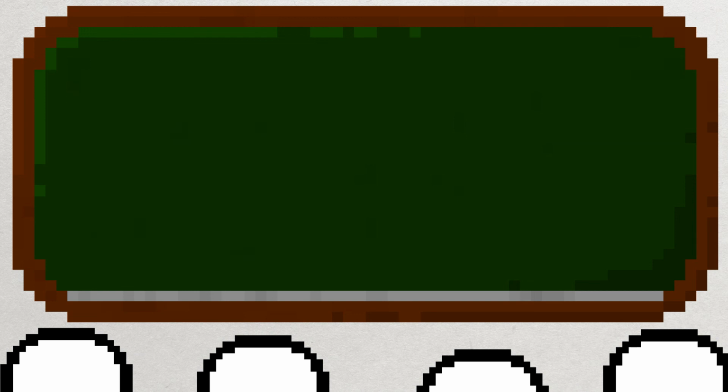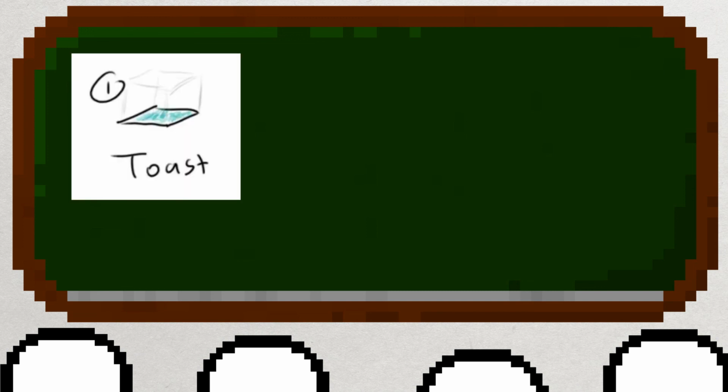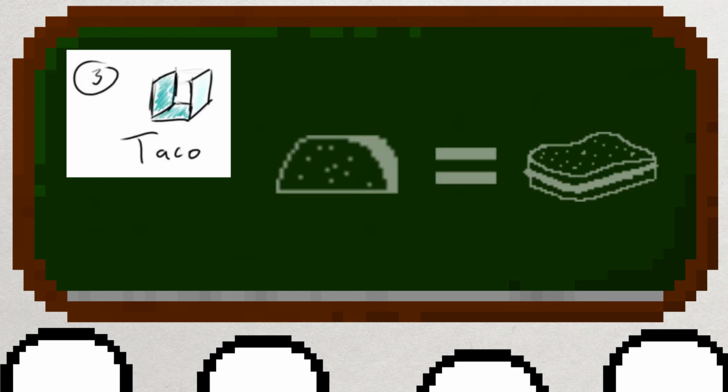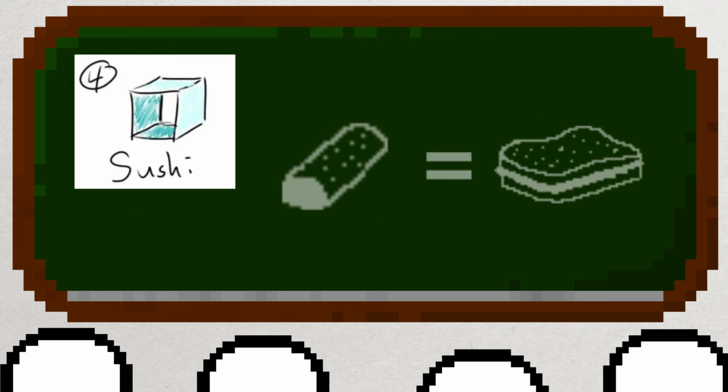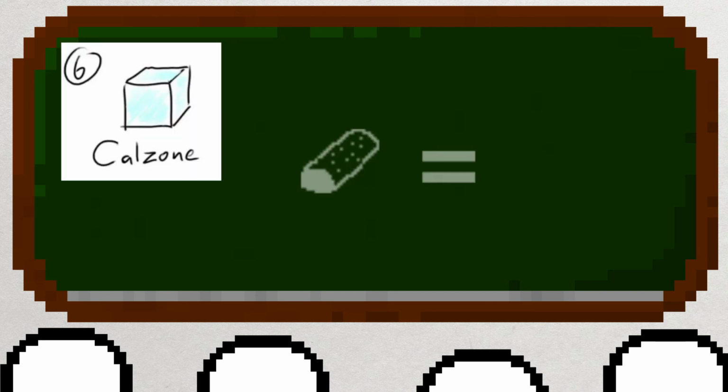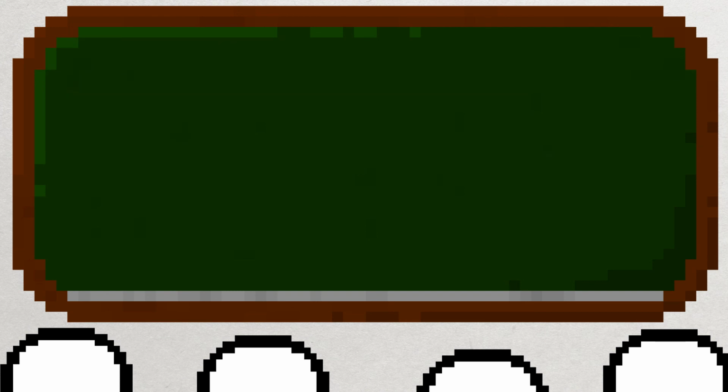While this is a fun exercise, the article is really only defining subcategories of sandwiches. Anything that falls under category 1 is an open-faced sandwich, number 2 is a closed sandwich, 3 is a taco, which is a sandwich, 4 is sushi, which is a sandwich, 5 is a soup or a salad, once again, a sandwich, and 6 is a calzone. Sandwich. This article works fine for identifying subcategories of sandwiches, but that was not the intention of the article.